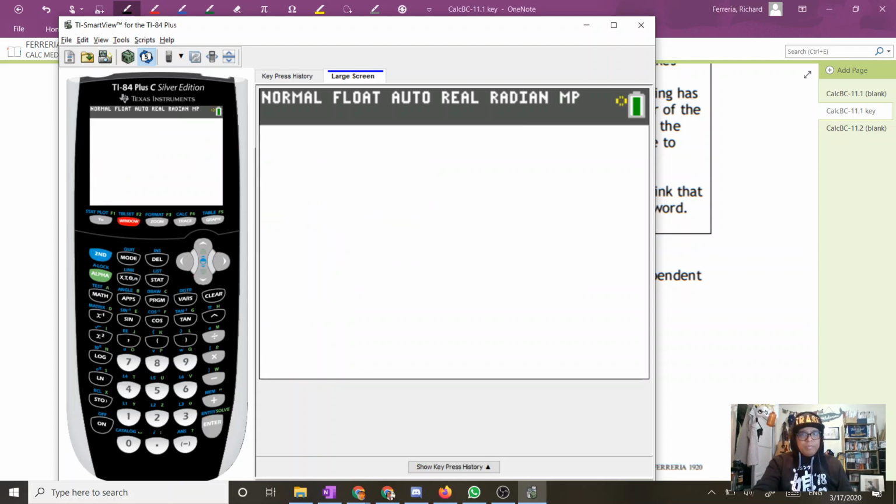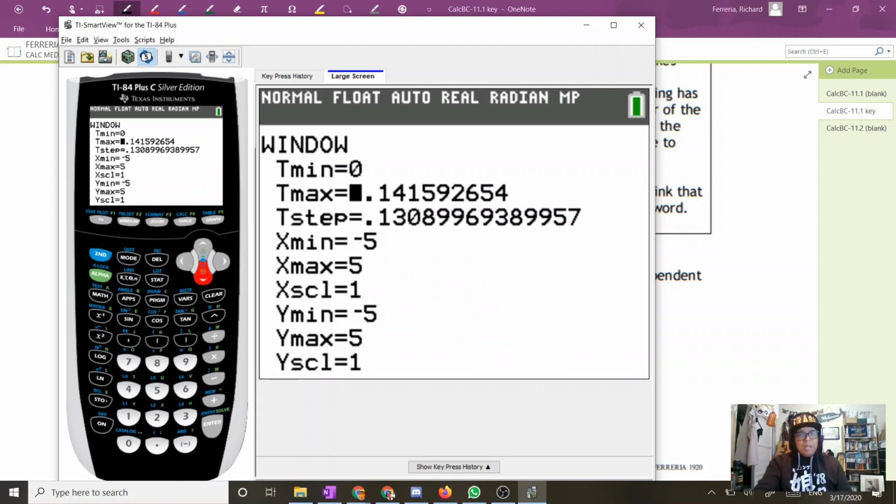Next thing is we're going to set our window 0 to pi. No, we don't want it to go 0 to pi. We want it to go from 0 to 2 pi. So change that to 2 pi. T-step, this basically tells the calculator how often to evaluate the function. Right now this is evaluating our functions every 0.13. So it's going to create something which looks kind of smooth. If you have that bigger, you're going to get really jagged lines, and if you get that smaller, it'll look nice, but it'll take forever to graph because your calculator is making a lot of calculations.